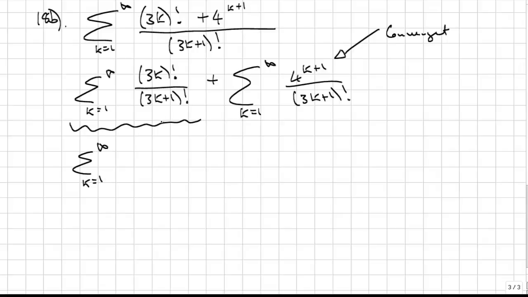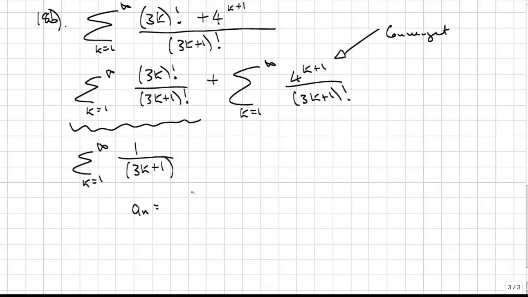Well, if we think about this, on the bottom it's 3k plus 1 times 3k times 3k minus 1, etc. Hopefully you can see that the 3k factorial on the top will cancel out nearly everything from the denominator, and in fact we'll be left with just this, which looks suspiciously like a harmonic series. Okay, so what we're going to do here, we're going to use the limit comparison test, I think.